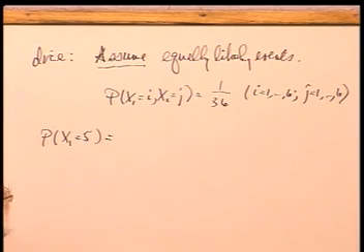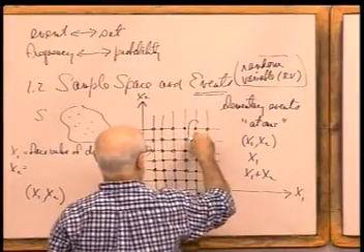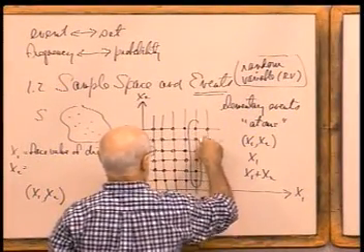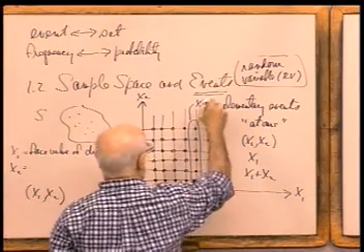What's the probability that x1 is equal to 5? Okay, well, first of all, let me calculate it several different ways. x1 is equal to 5. Here's my sample space. So here is the set of points that corresponds to the event x1 is equal to 5.